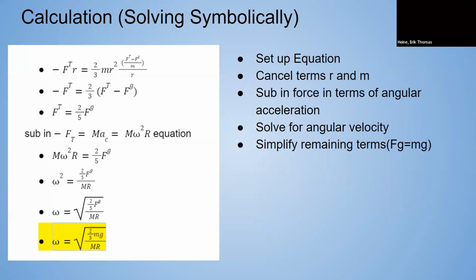So finally, we have omega, or angular velocity, equal to the square root of 2/5 mass times gravity over big M, big R. Of course, this is going to be an absolute value because the problem asks for angular speed, not velocity. Speed is the magnitude of velocity.